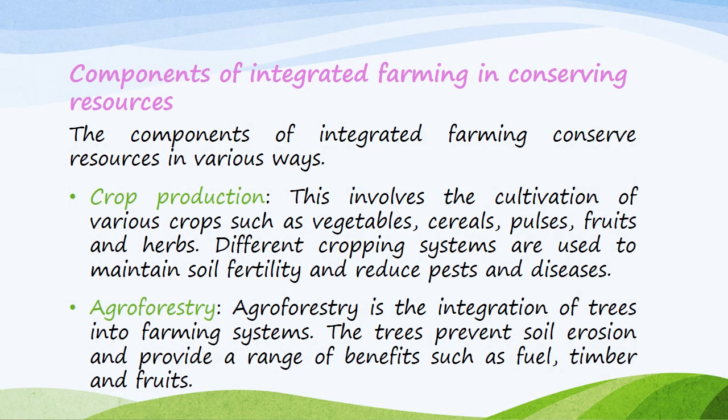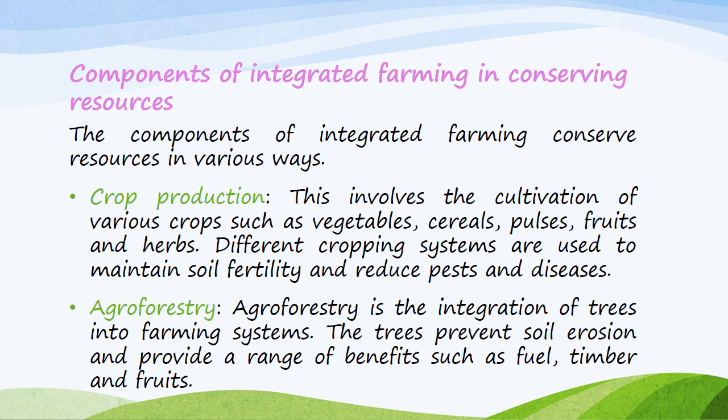Components of integrated farming in conserving resources. The components of integrated farming conserve resources in various ways. Crop production. This involves the cultivation of various crops such as vegetables, cereals, pulses, fruits and herbs. Different cropping systems are used to maintain soil fertility and reduce pests and diseases.